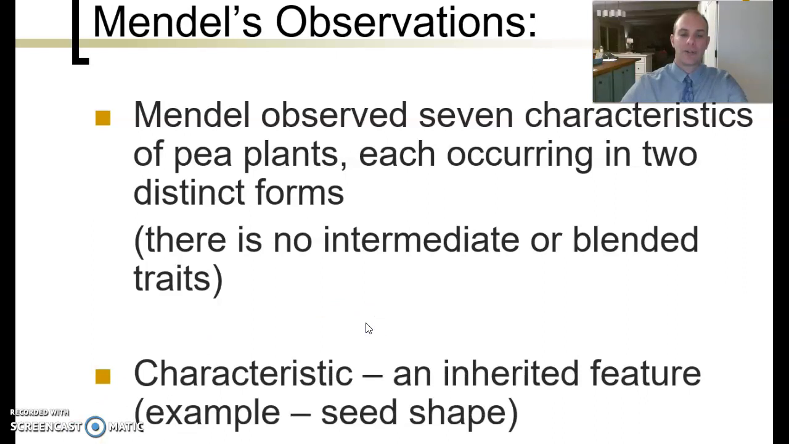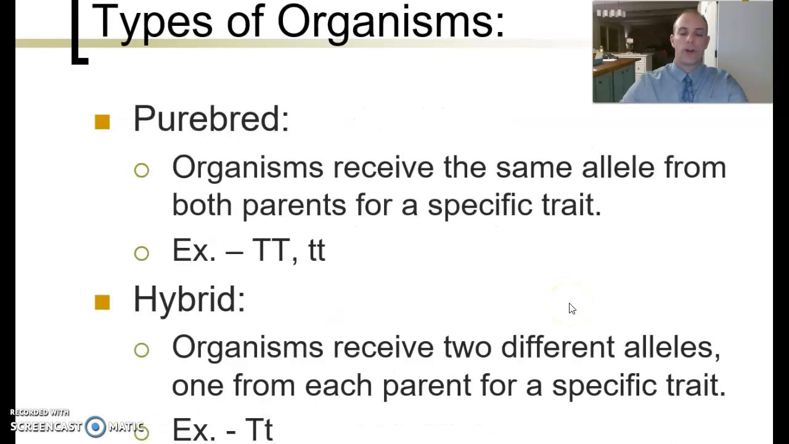You will notice that a characteristic example would be seed shape, the actual shape of the seed. Okay, well, here are 2 key terms when you talk about inheritance and genetics. One is called purebred. That is, the organisms receive the same allele from both parents for a specific trait. You will notice that there are 2 large T's here or 2 small t's here. All right, they are homozygous, meaning same.